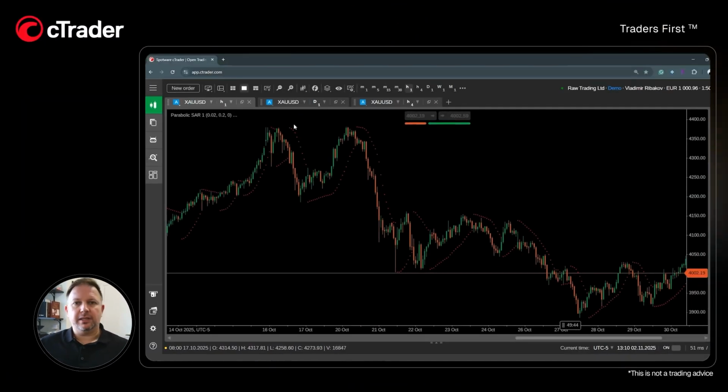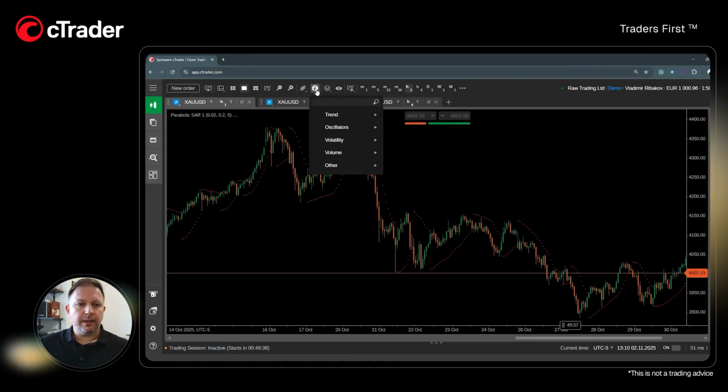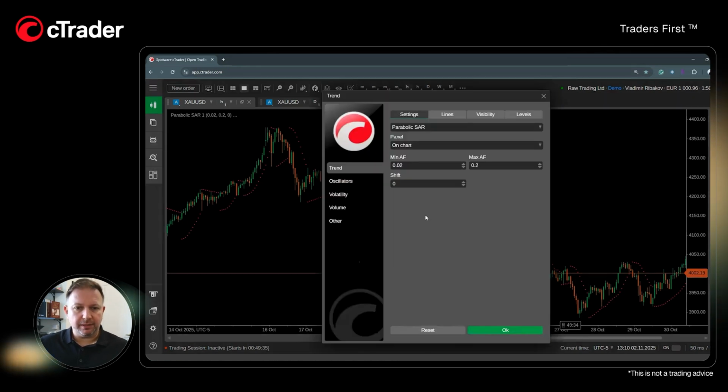So first of all, where can you find this indicator that was developed by J. Wells Wilder? You simply go to the indicator list, trend, and you would find here the Parabolic SAR. By default, it comes with a minimum acceleration factor and maximum acceleration factor, or AF at short, and usually the ranges that come by default is 0.02 up to maximum acceleration factor of 0.2.